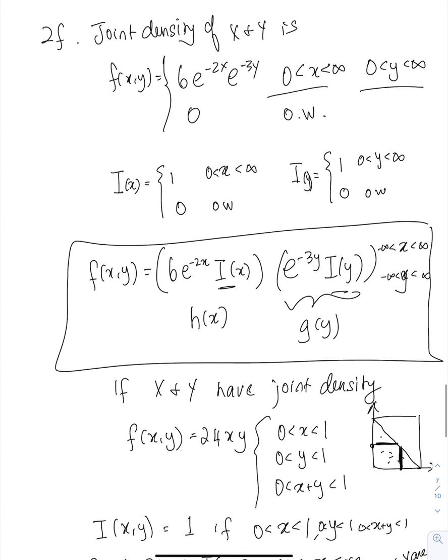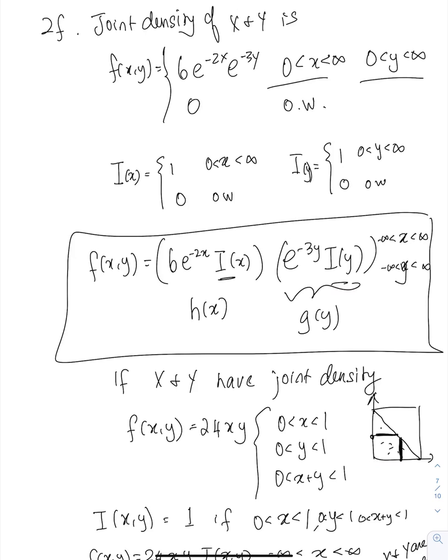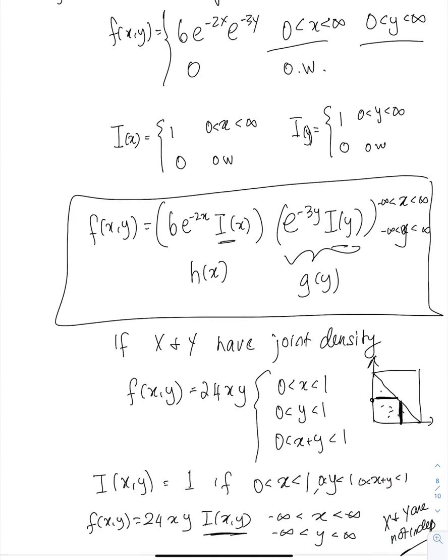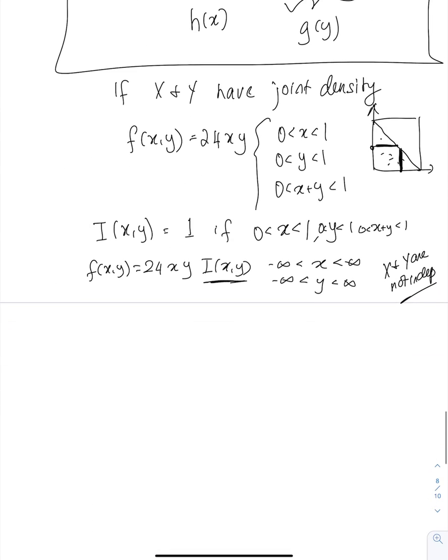All right, so this is just demonstrating that in one case we can write it down as a product because the region is a Cartesian product of a subset of the x-axis times a subset of the y-axis.